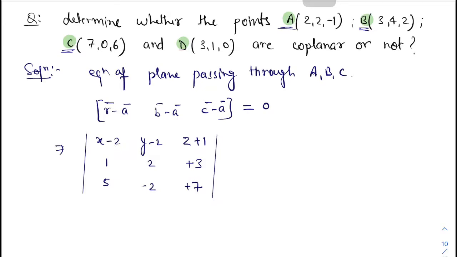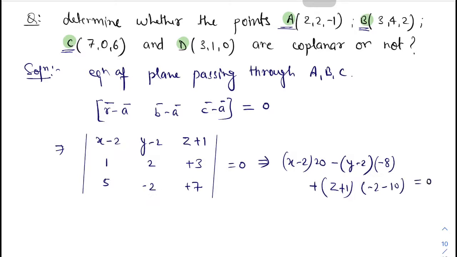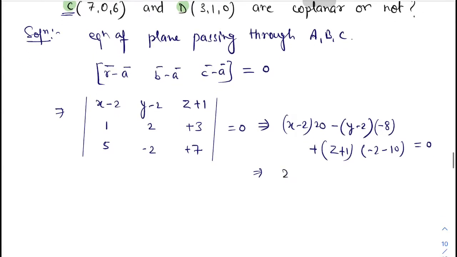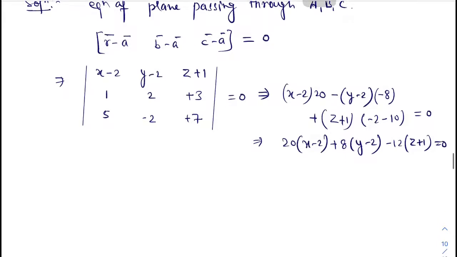Okay, so by simplifying this determinant, x minus 2 times 14 plus 6, that is 20, minus of y minus 2 times 7 minus 15 is minus 8, and plus of z plus 1 times minus 2 minus 10 is equal to 0. Okay, so this will be 20 times x minus 2 plus 8 into y minus 2 and minus 12 times z plus 1 is equal to 0.